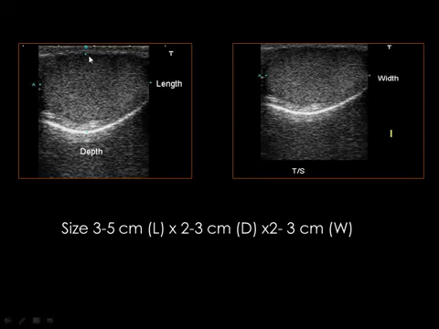This is a sagittal view showing mid and lateral portions. Two measurements are obtained in this view, the length and depth. The transverse view is to show superior, mid and inferior portions. The width of the testis is measured in this view. In adults, the testis measures approximately 3 to 5 centimeters in length, and 2 to 3 centimeters in both depth and width.